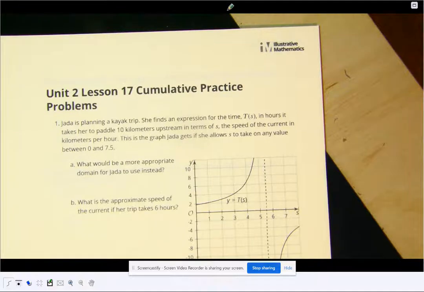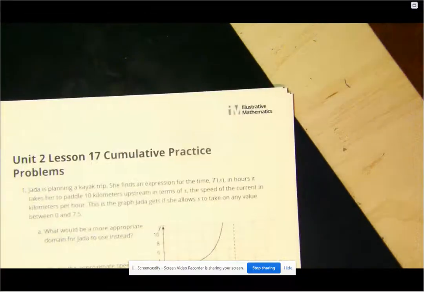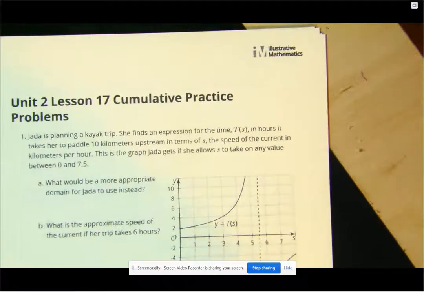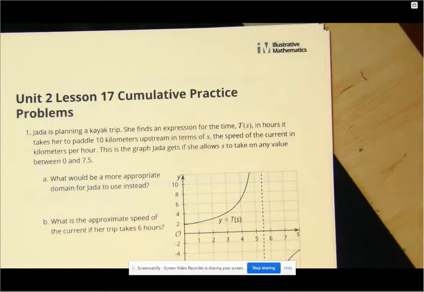Hi, it's Miss Austin, and I'm going to be going over the Unit 2, Lesson 17 practice problems. We're doing numbers 1 through 3 and 5 through 7, and these start on page 191 in your book.